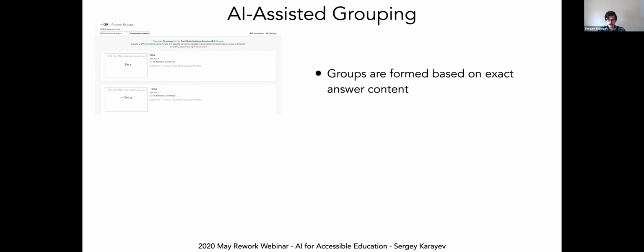Groups are formed based on the exact answer content, and the user interface looks like this. We took great care to make a user interface that was amenable to instructors being able to correct mistakes and merge groups and kind of make it their own. So it's not that the AI is really grading for them. It's really just an assistance that they can override, and they can check the work, and they're in full control of it.